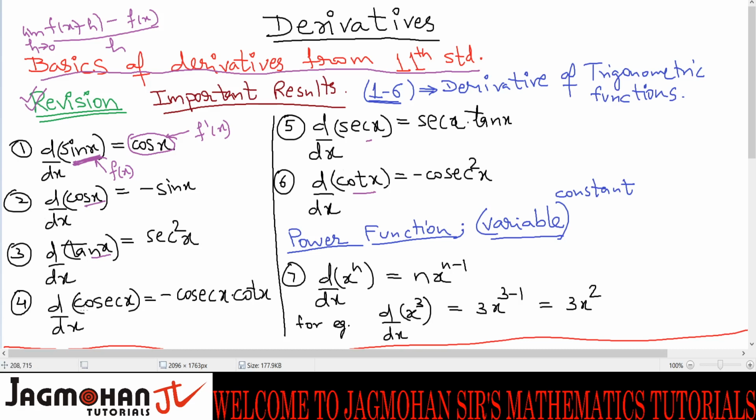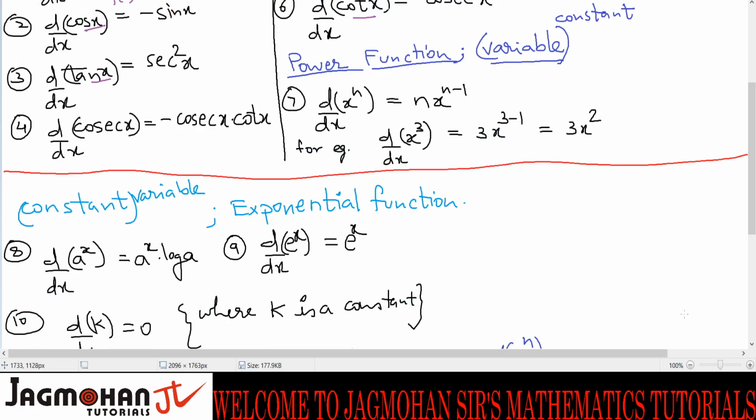D by dx of cosec x is minus cosec x multiplied to cot of x. D by dx of sec x is sec x into tan x. D by dx of cot x is minus cosec square x. These are 6 trigonometric functions. After that we have derivative of power function or variable raised to constant function.